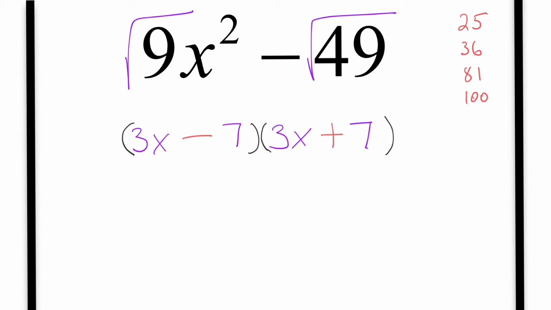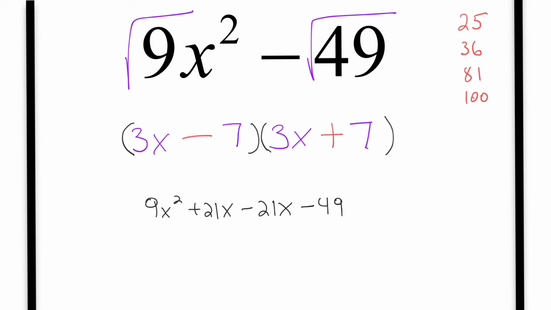So let me show you guys what happens when you multiply here. I'm going to multiply 3x times 3x. That's going to be a 9x squared. And then you multiply 3x times the next term, 7. That's going to be a positive 21x. And then you guys go to the next term in the first parentheses, negative 7 times 3x. That is a minus 21x. And the negative 7 times the positive 7, that is a negative 49.